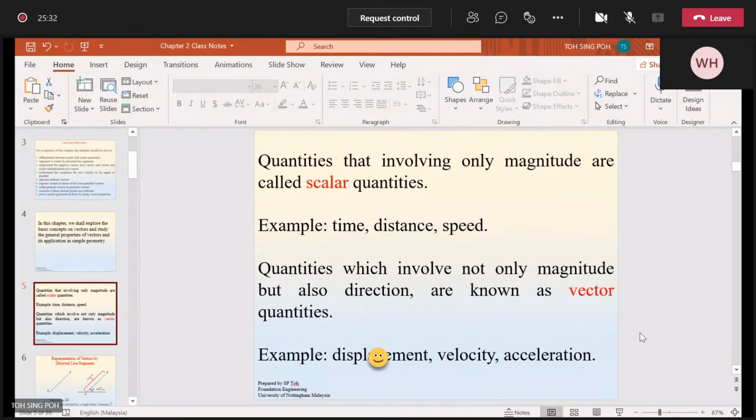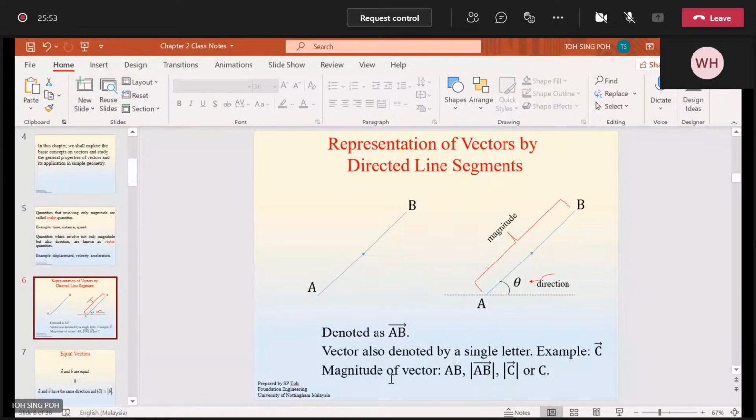Because I will start again from the very basic concept of the vector, although the depth between my module and his might be different, since they are considered two different modules. So the things that we emphasize are a bit different. Now, how to represent vectors by directed line segments? We have different ways of representing a vector.